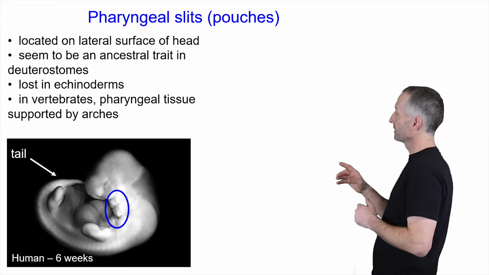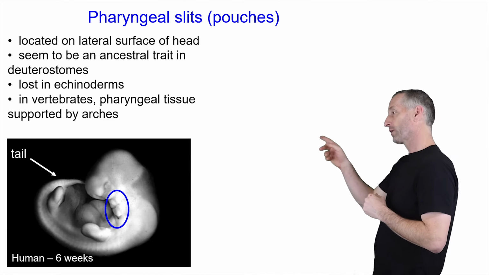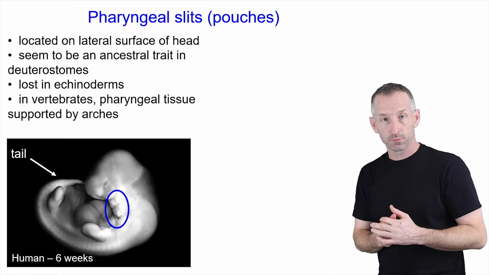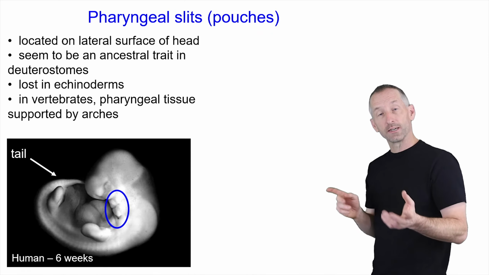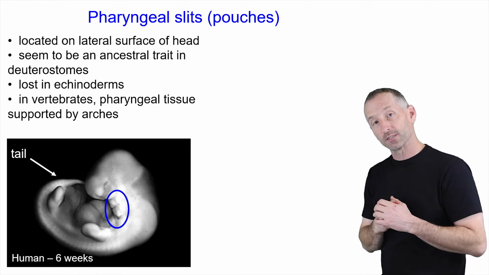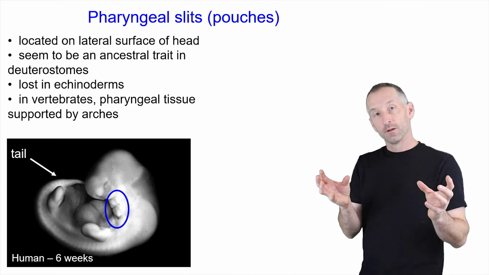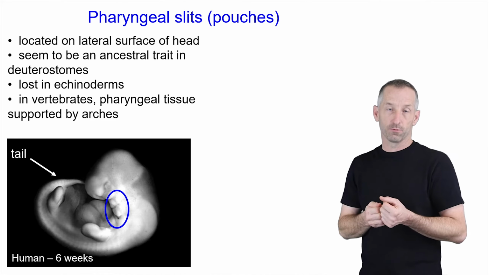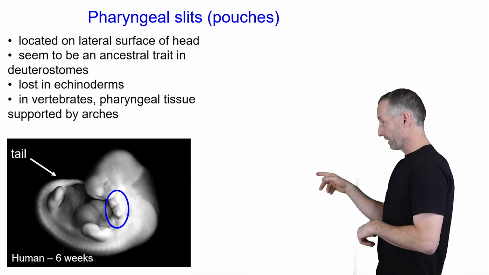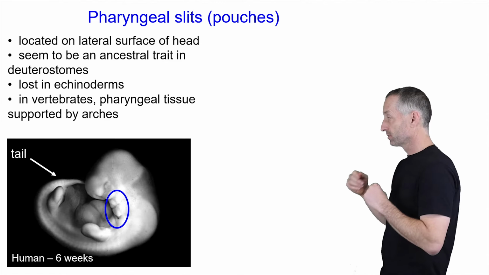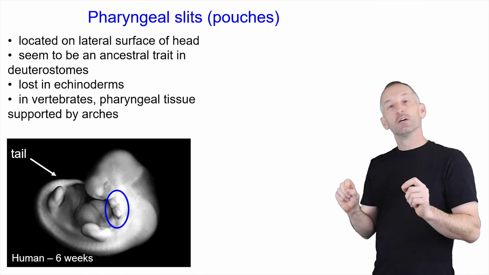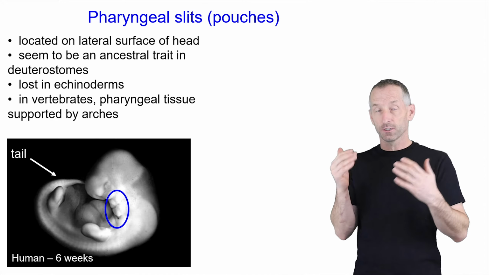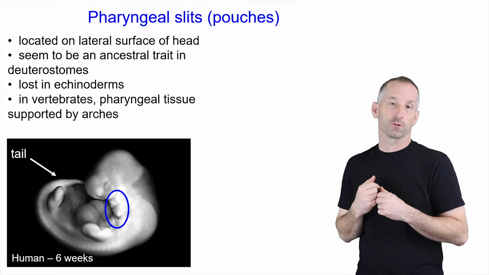So let's talk a bit about these pharyngeal gill slits then. They're located on the side of the head. They're an ancestral trait within all deuterostomes. They've then subsequently been lost in echinoderms, which was the point I was making, that sometimes these traits that have evolved, that all of the members of the group have, will subsequently be lost through evolutionary time. In vertebrates, these pharyngeal tissues are supported by arches, that is, usually cartilaginous arches or bony arches that basically support gills that might be coming off those gill arches.